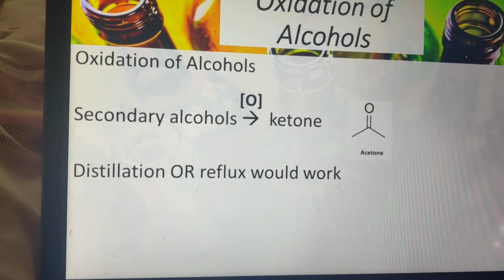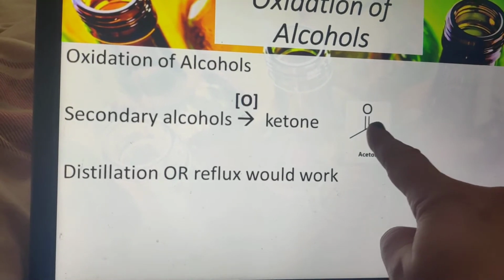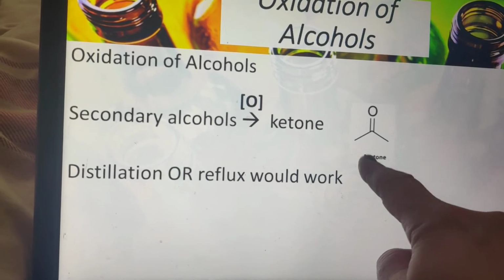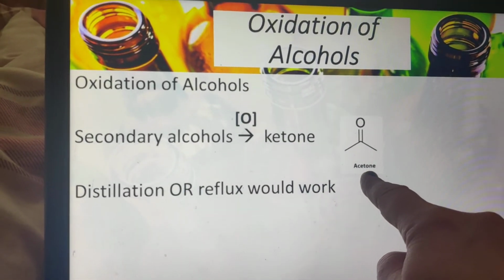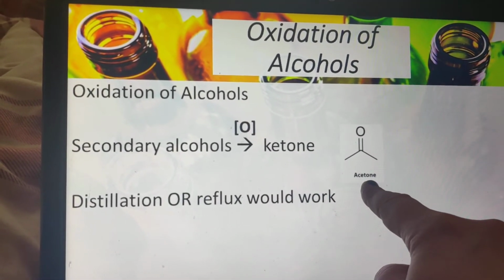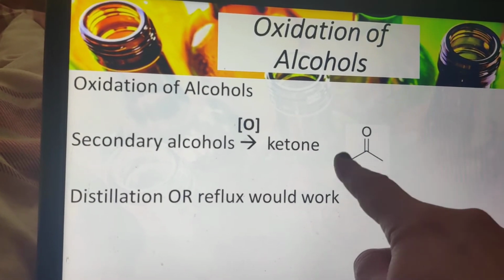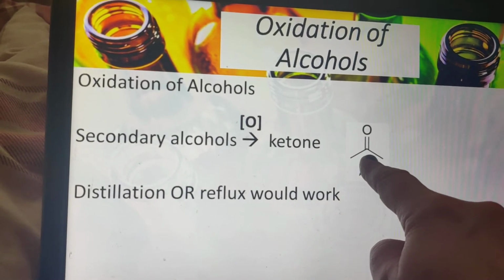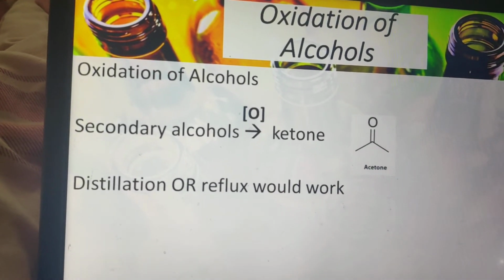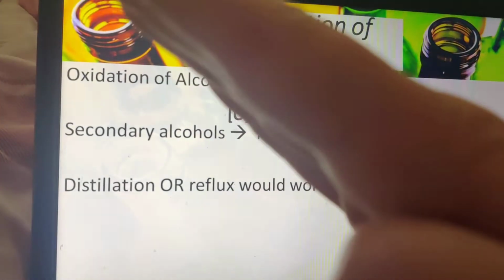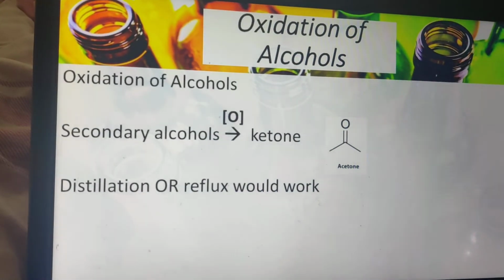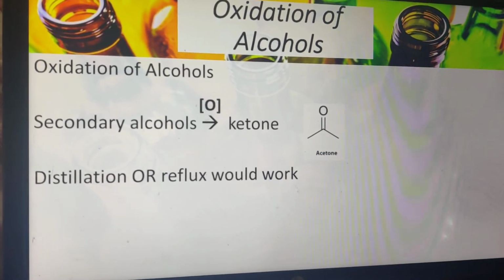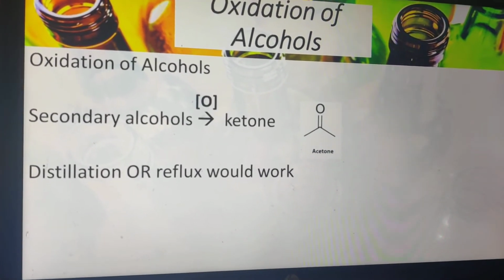Should have a diagram there. So carbon, carbon, carbon. Acetone is the old-fashioned name. You might know acetone from things like nail varnish removers or paint strippers. But it's 3 carbons, so it's propanone. 3 carbons and a double bond to an oxygen. Okay? And it doesn't matter what technique you use, either distillation on an angle, reflux, vertical, doesn't matter. There's no other option. You only have one possible product with secondary alcohols. It will always oxidize to a ketone.